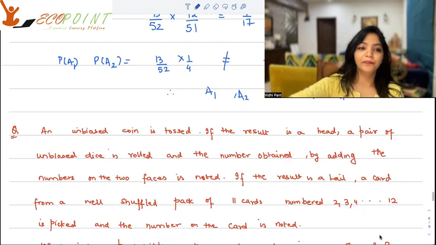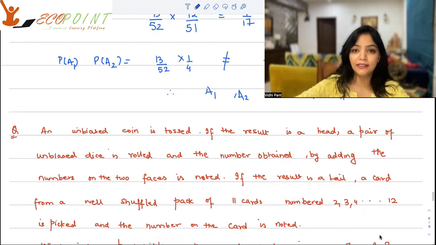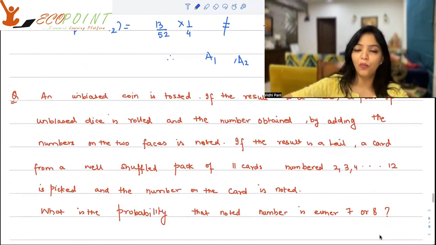Last question for the day. An unbiased coin is tossed. If the result is a head, a pair of unbiased dice is rolled and the number obtained by adding the numbers on the two faces is noted. If the result is a tail, a card from a well shuffled pack of 11 cards numbered 2, 3, 4, and so on and so forth till 12 is picked and the number on the card is noted. What is the probability that the noted number is either 7 or 8?